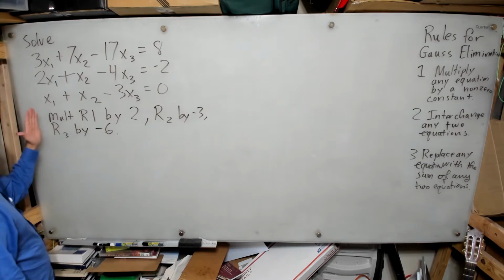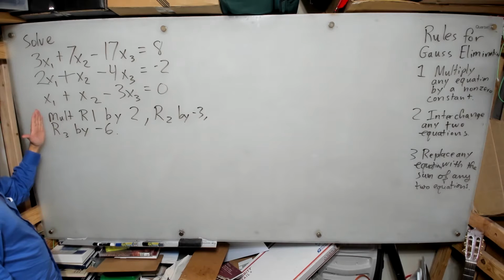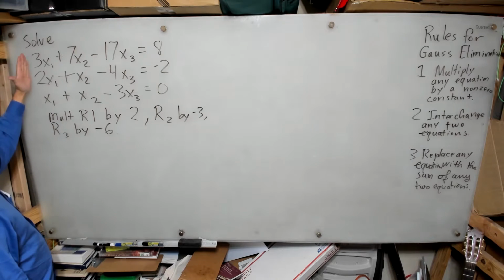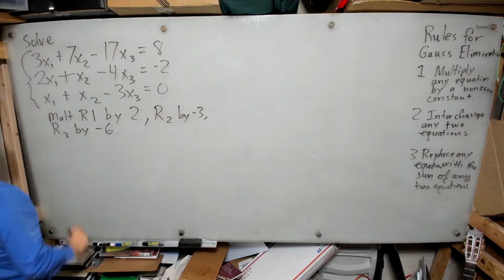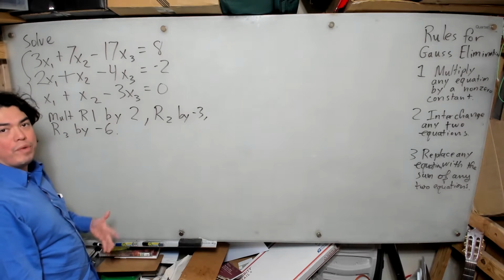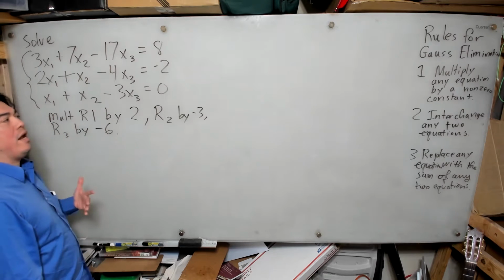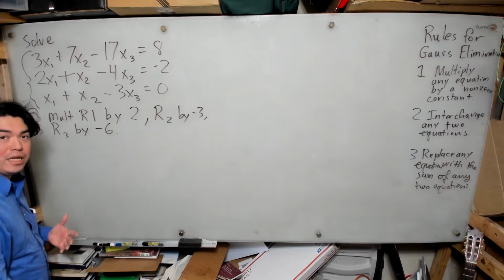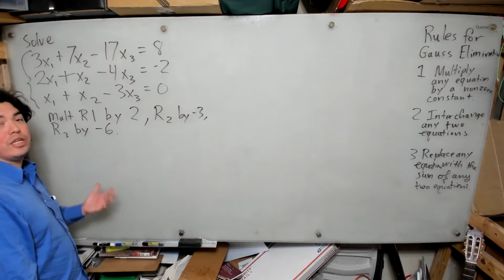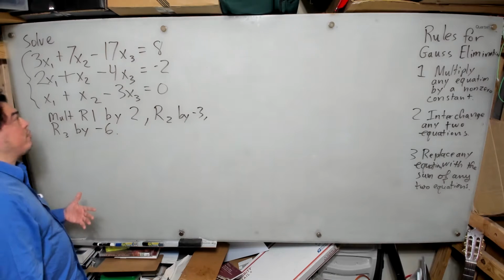I want you to write down an instruction set of how you're going from one system to the next each time, because that way, when you're studying, you have a roadmap of exactly what you did, and you'll be able to follow your work. And in case you make a mistake, you'll be able to see what you were doing, so you can evaluate whether you made a mistake or not.